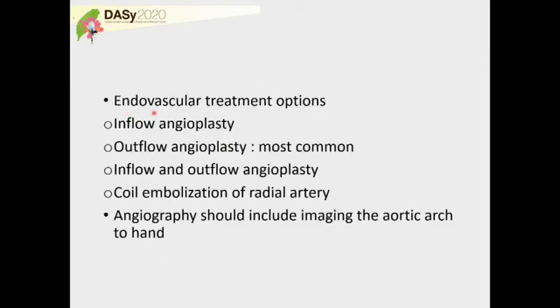For endovascular treatment options, before performing PTA, we should perform angiography, including imaging from the aortic arch to the hand. We can perform inflow angioplasty if we see inflow stenosis, or outflow angioplasty, the most common procedure, if we see outflow stenosis or occlusion. Or sometimes we can perform inflow and outflow angioplasty. The last option was coil embolization of the radial artery.